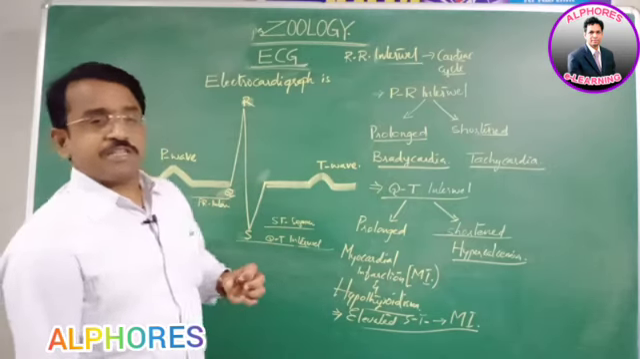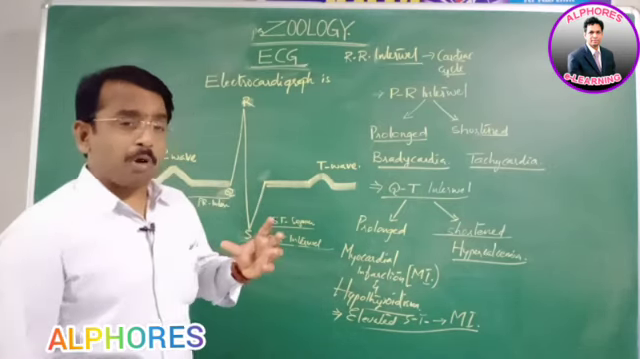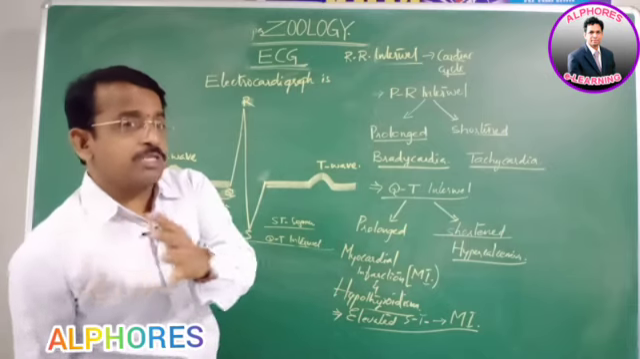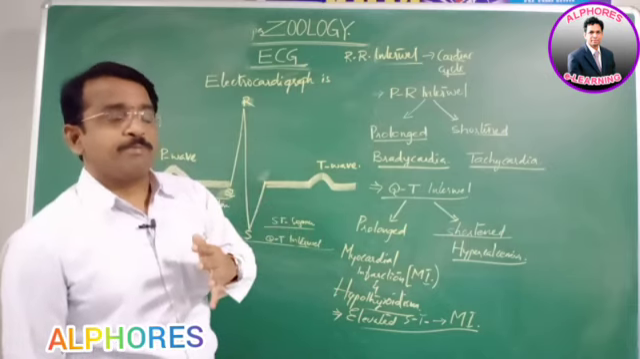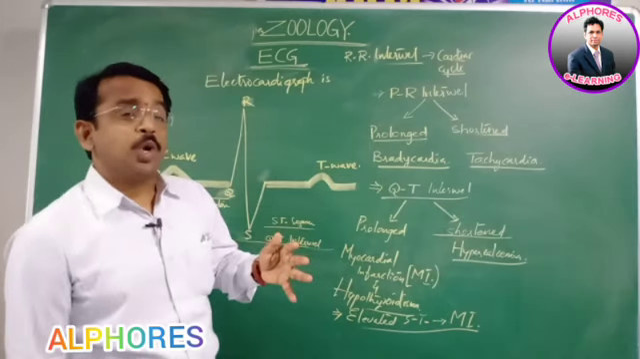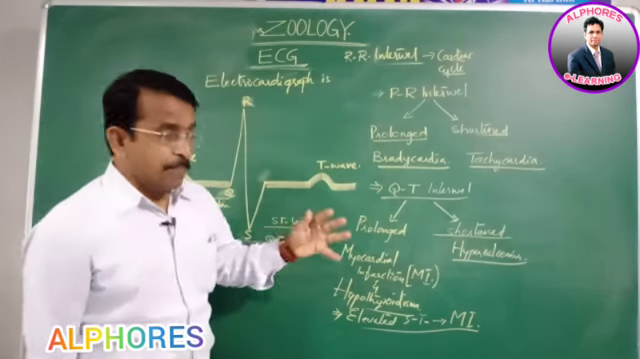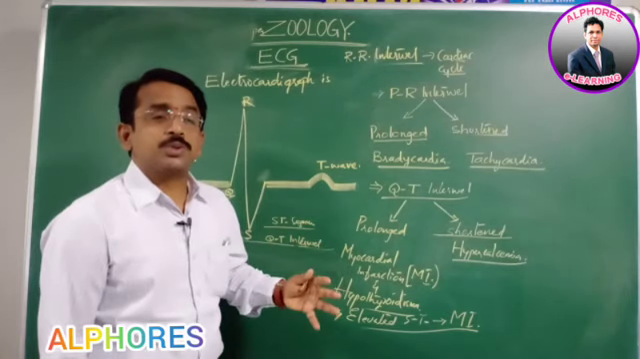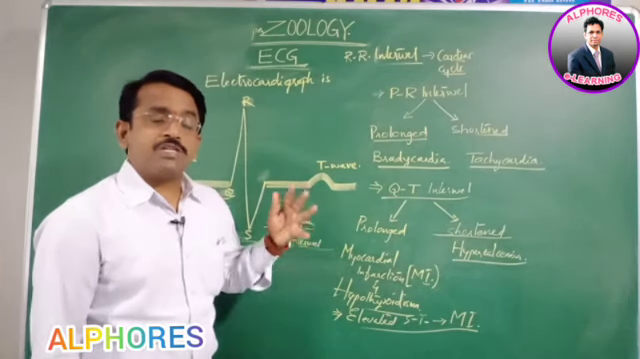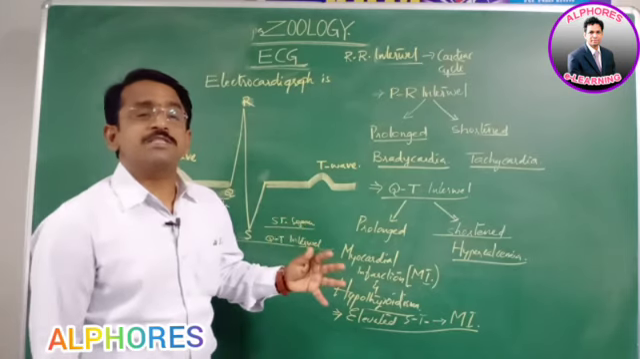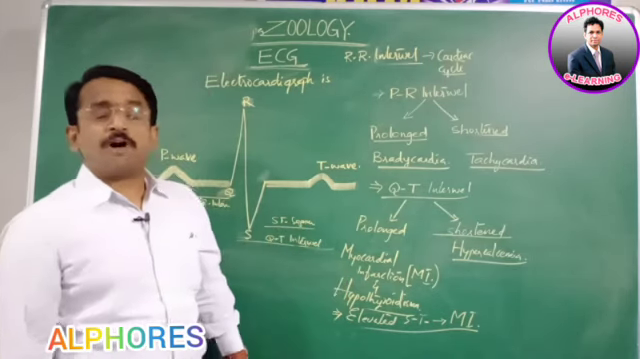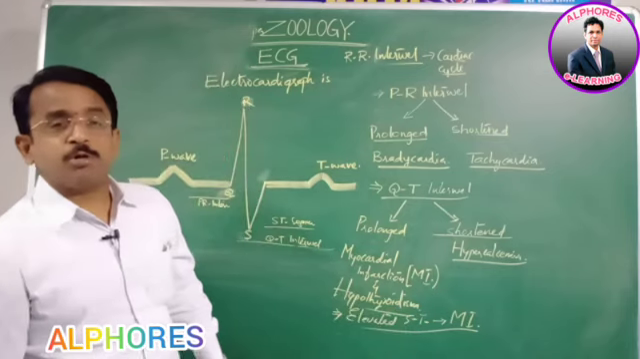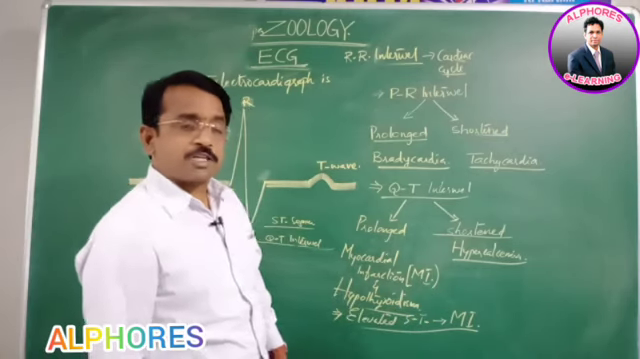But there are certain times when blocks take place. Certain times the blood does not flow continuously, and this may lead to low oxygen supply, particularly to the cardiac muscles. It leads to damage of the tissues and finally results in myocardial infarction. Next, elevated ST segment also results in myocardial infarction.